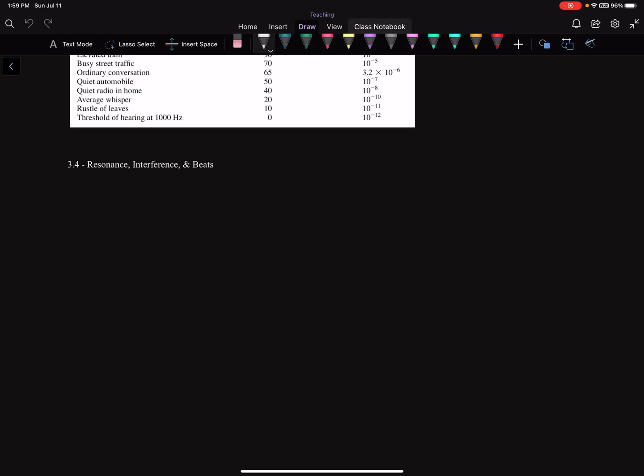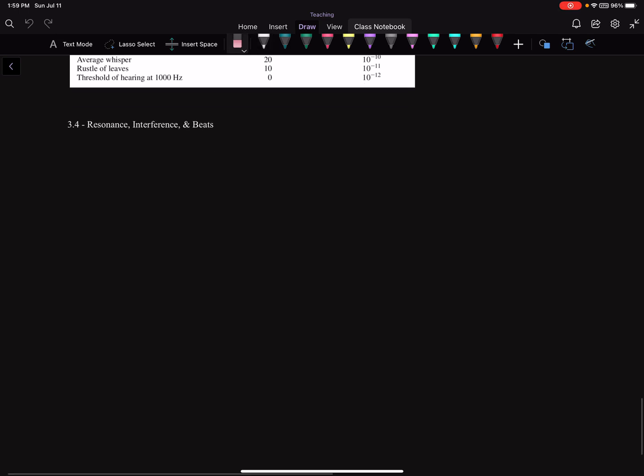But to talk about resonance, let's use the example of pushing a child on a swing. So let's say that we have a swing set like this, right? And we have a little swing here, one lonely little swing that somebody can sit on.